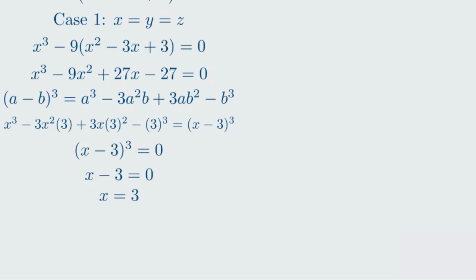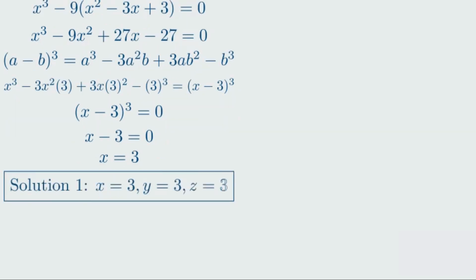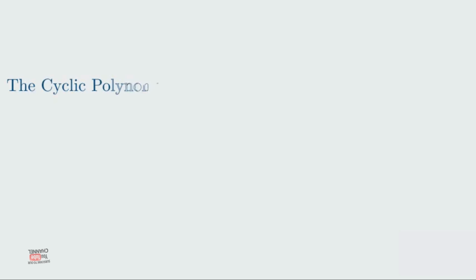x equals 3. This is a real number, so our assumption that x equals y equals z is valid for x equals 3. Therefore, we have found one solution to the system: x equals 3, y equals 3, and z equals 3. We've successfully completed our first objective of finding a potential solution. We've found one solution. Now we need to determine if there are any others.